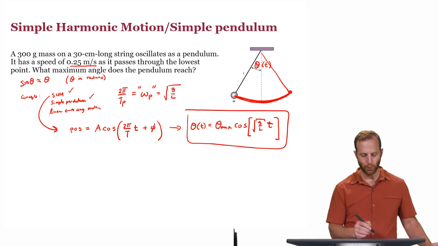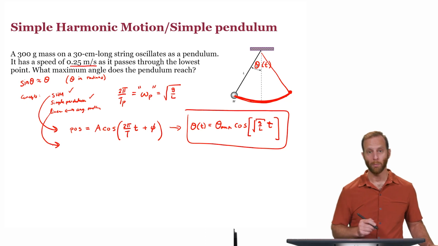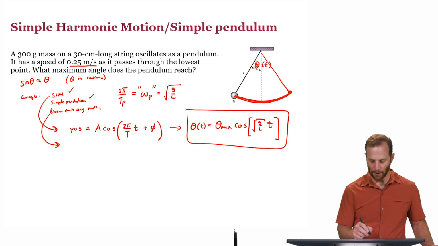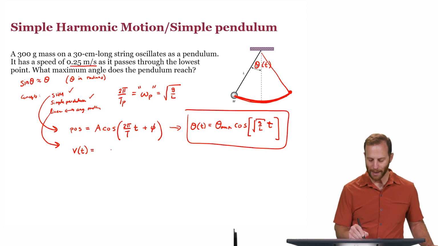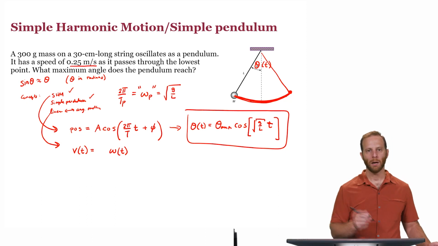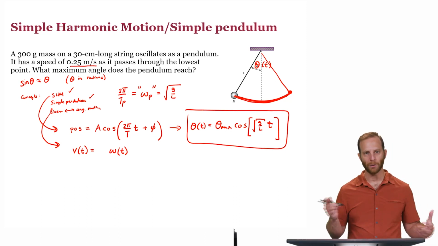The last thing to do is remember that linear motion and angular motion are related, and they're related in this way, that the linear speed, which is going to be a function of time, is related to the angular speed, omega, and the proportionality constant is the radius of the circle that they go around.